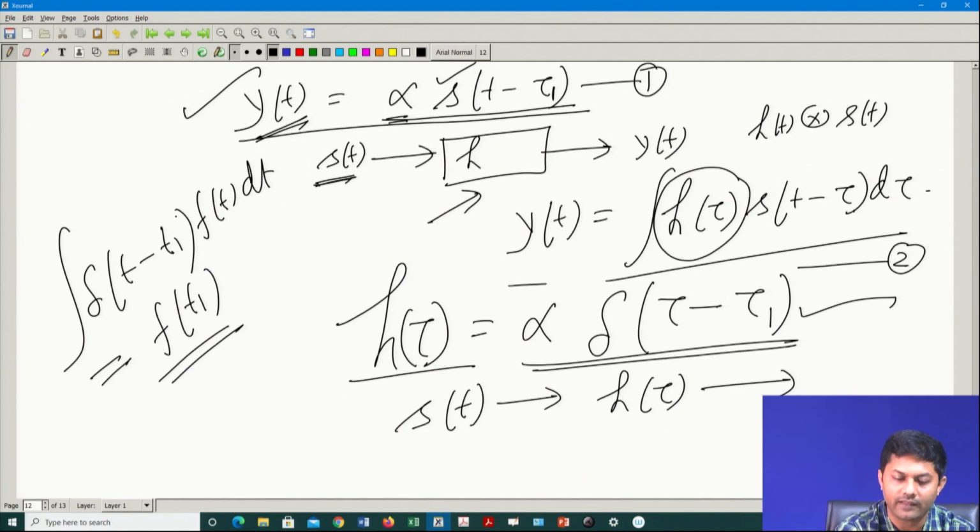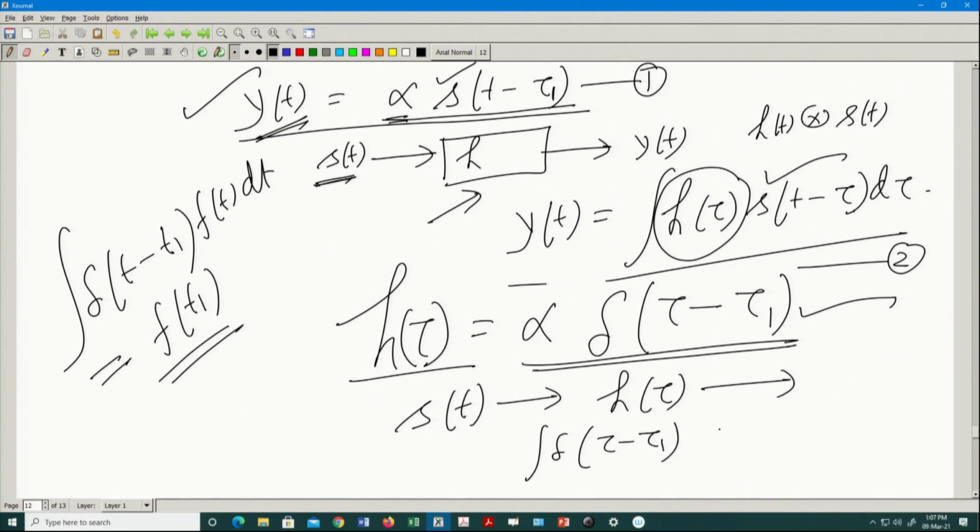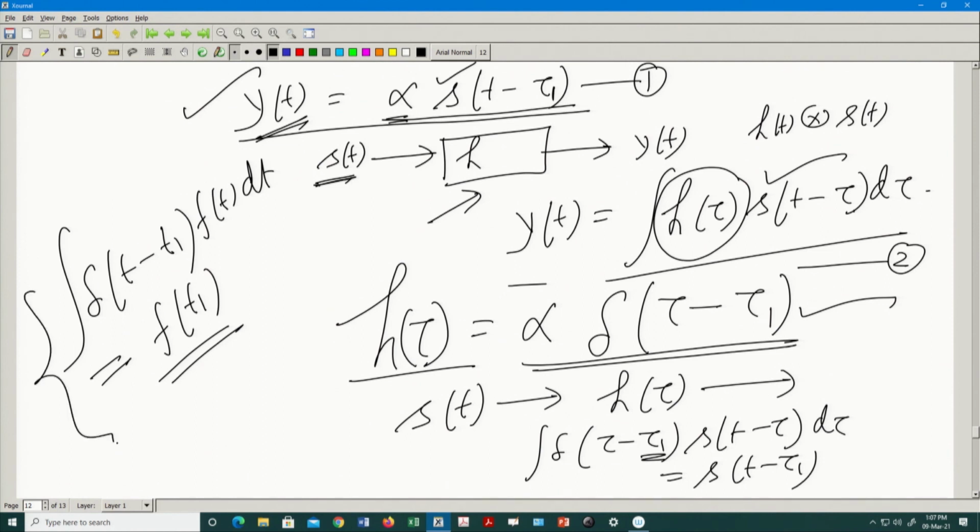Just keeping that in mind, compare it. t minus tau 1 there, t minus tau 1 there. So, it will just be replaced by whatever is here, which is nothing but your tau 1. So, you replace it, that means you take the integration of delta(tau minus tau 1) s(t minus tau) d tau, and it will be s(t minus tau 1), because it is the same analogy, whatever I have drawn, I have created the same analogy here.